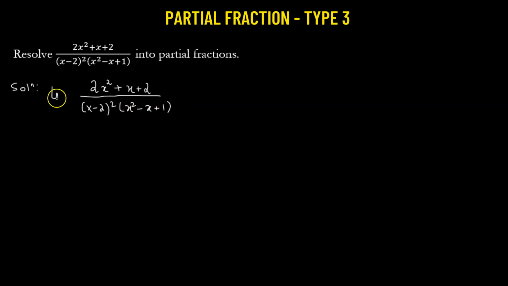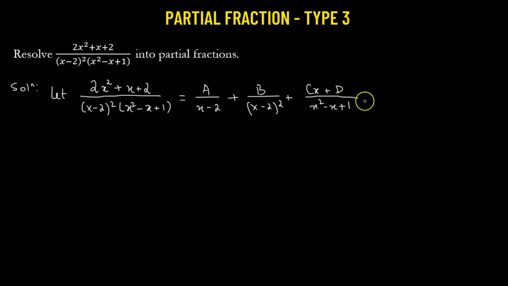So we can resolve it into three partial fractions. Our first partial fraction is going to be A over x minus 2. Since x minus 2 is repeating twice, the second partial fraction is B over x minus 2 whole squared. Then for the third, the denominator is x squared minus x plus 1. This being a quadratic factor, we have to consider Cx plus D in the numerator. We're going to label this as number 1. Our goal will be to find the values of A, B, C and D.